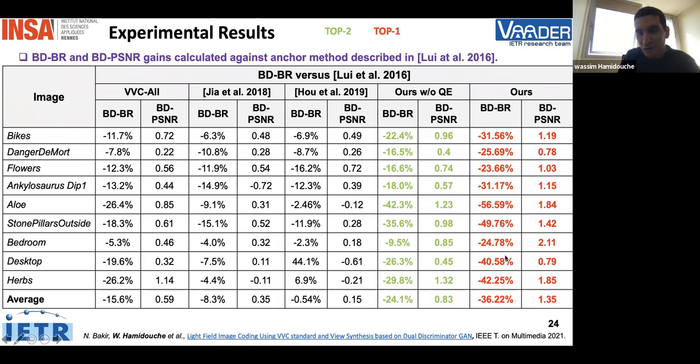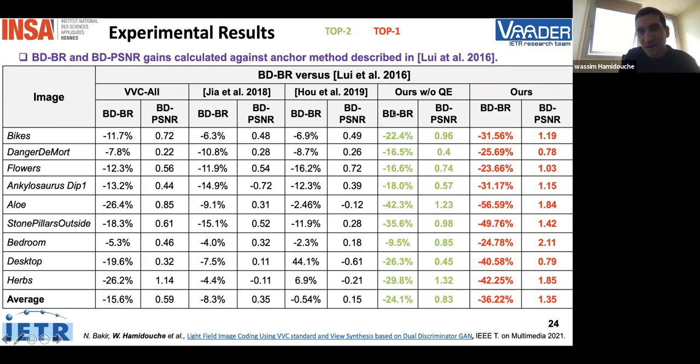Now, we also computed the bitrate. Here it gives the bitrate saving and the PSNR enhancement over 4 points of bitrate. We compared our solution here without quality enhancement and here with quality enhancement with respect to the solution proposed by Liu in 2016, and in comparison also with the solution using VVC for all the views and the 2 solutions proposed in 2018 and 2019.